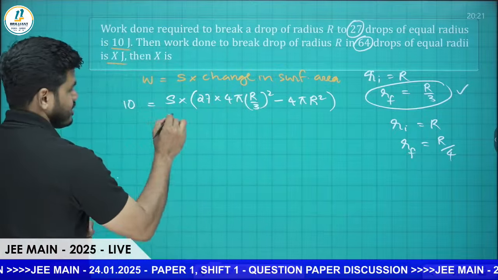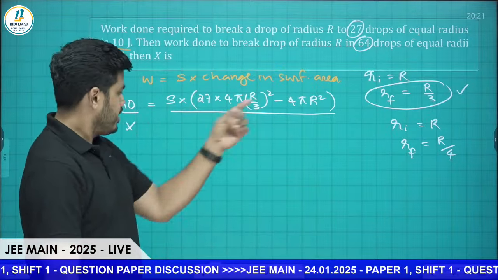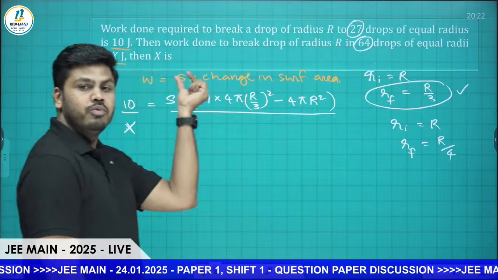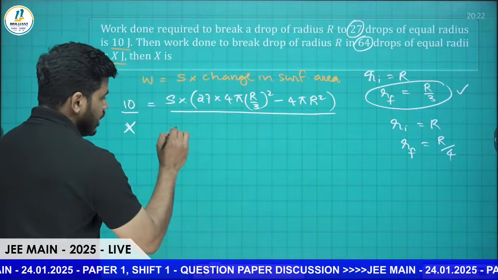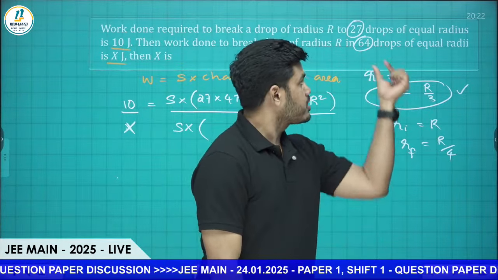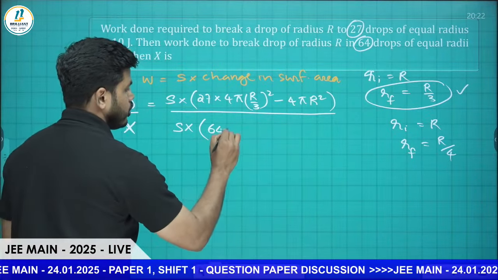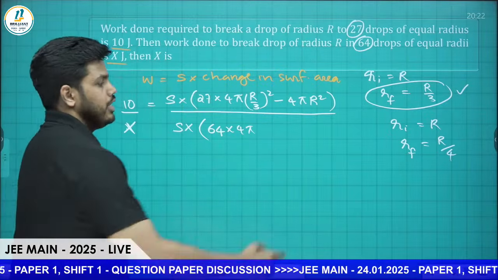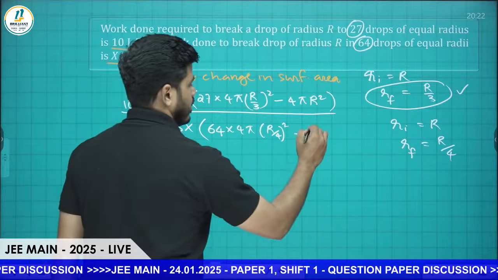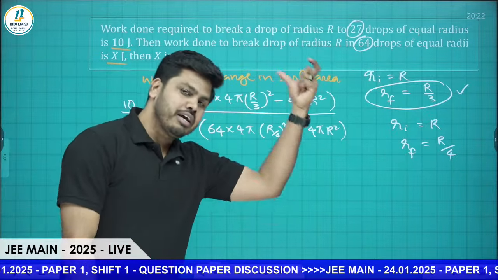In the second case, I am taking the ratio. This is the first equation and I am writing the second equation now. The second equation is work done is x joule. We have to find the value of x only. The same liquid drop, so surface tension remains the same. The final area when you split that into 64 drops of equal radius is 64 into 4 pi into R by 4 the whole square, minus 4 pi R square. This is the ratio. I formed two equations and took the ratio there itself.